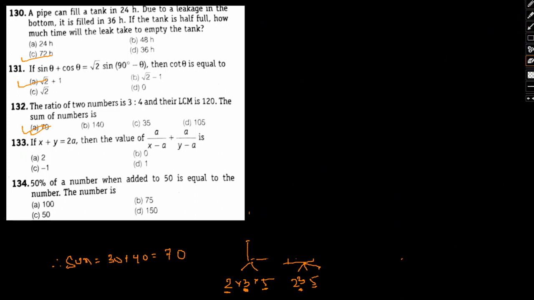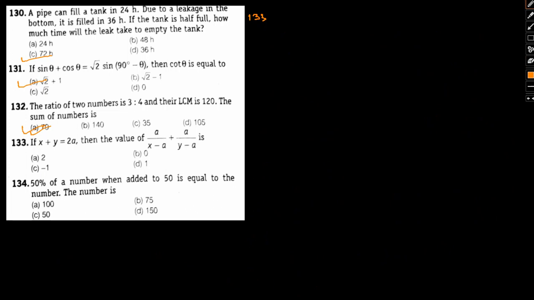133. So it's given that x plus y is equal to twice a. Okay, then we need to find the value of a by x minus a plus a by y minus a. Okay, so we need to find this.